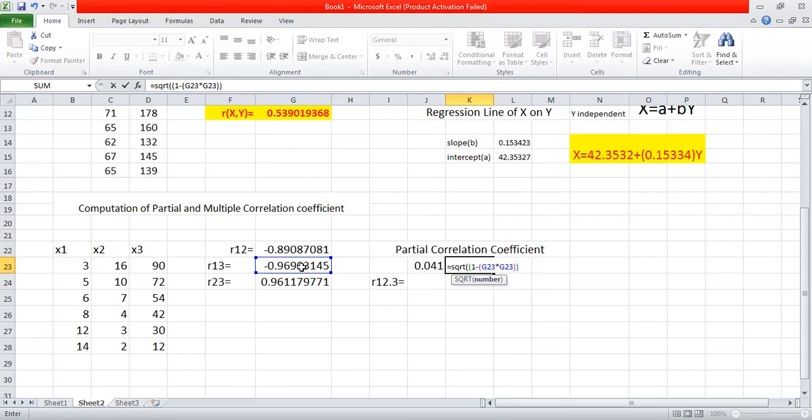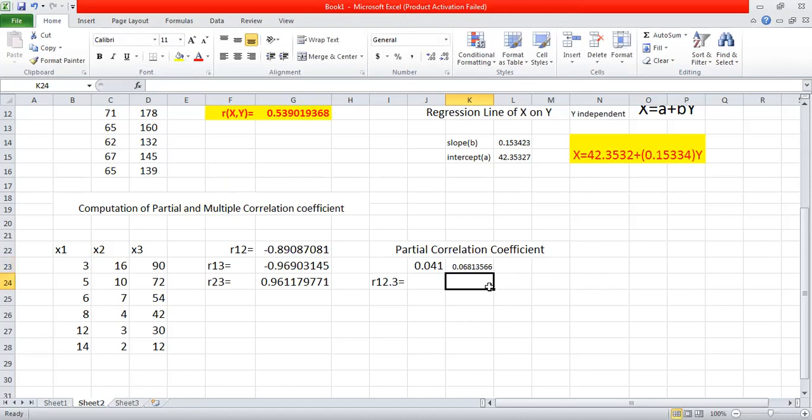Next, what is the formula? 1 minus R13 square into 1 minus, again open the bracket, 1 minus, again open the bracket, R23 into R23. Close the bracket for square, close the bracket for the 1 minus term. Now close the bracket for the square root. In this way we find the denominator value.